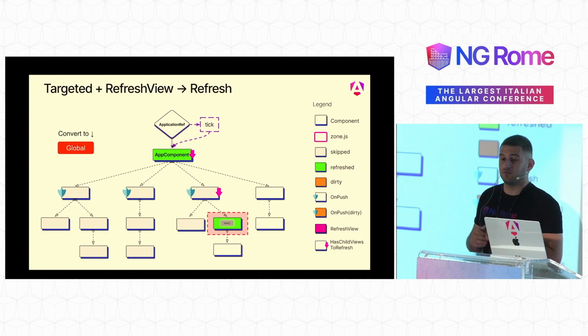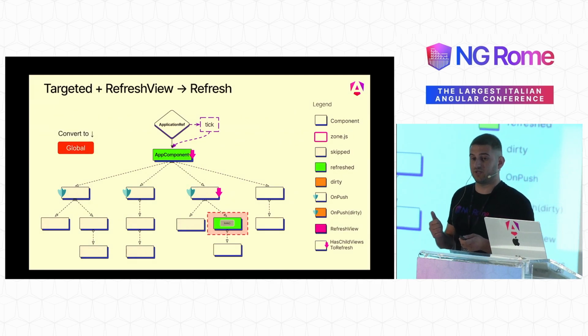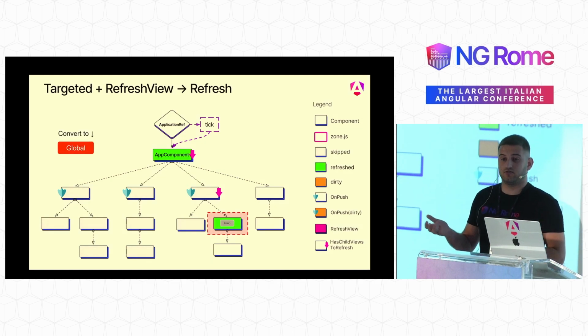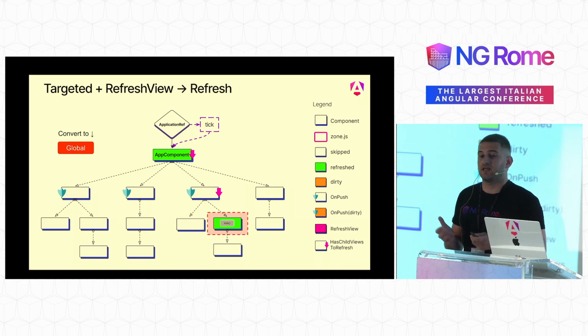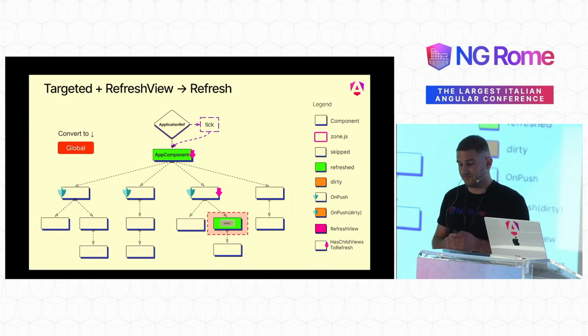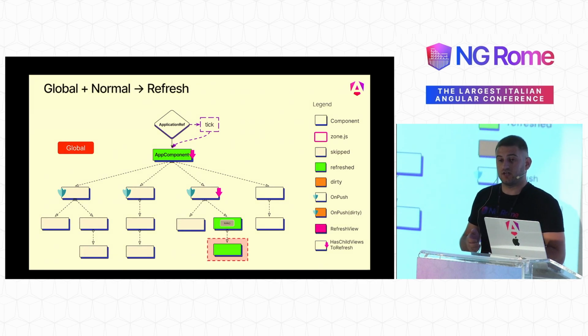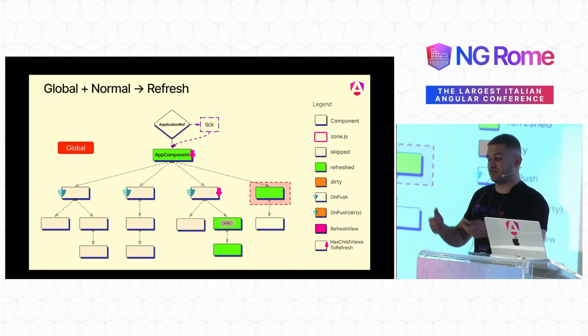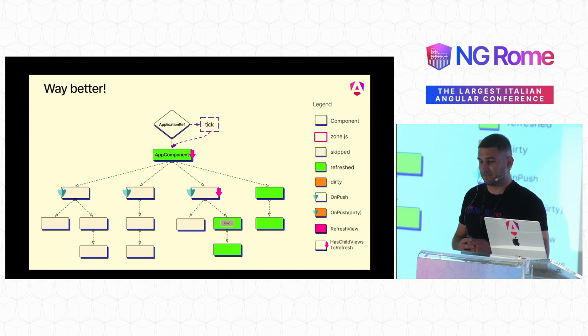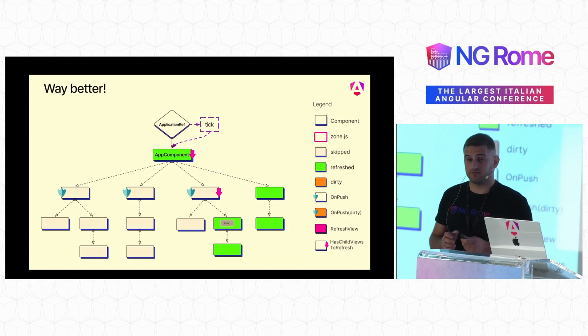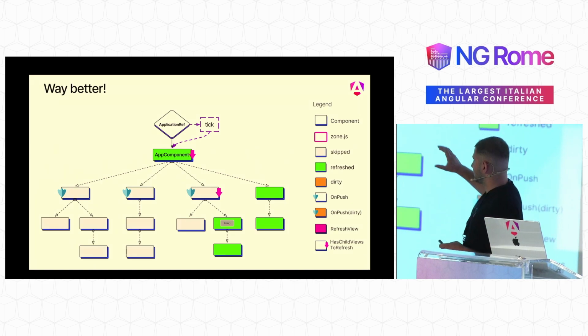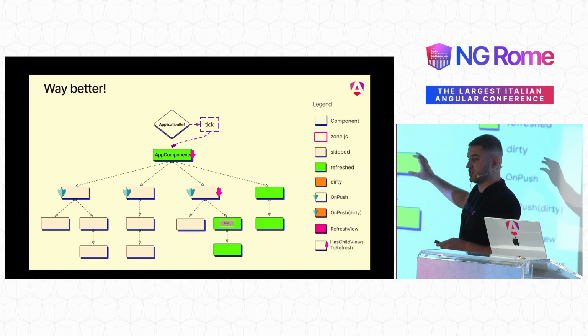Here we are in a refresh view component. We refresh it. But at that point, we convert to global mode because we can have some other, let's say, legacy component that we use inside of that component. So at that point, we are again in global mode, and we refresh. Of course, refresh also the other branches normally. And of course, this is way better because this means that we can skip refreshing parent components if they didn't change or if they were not marked as dirty.